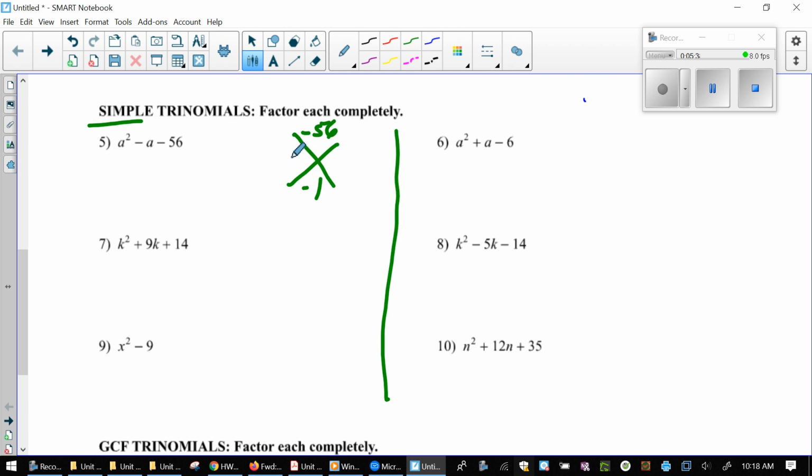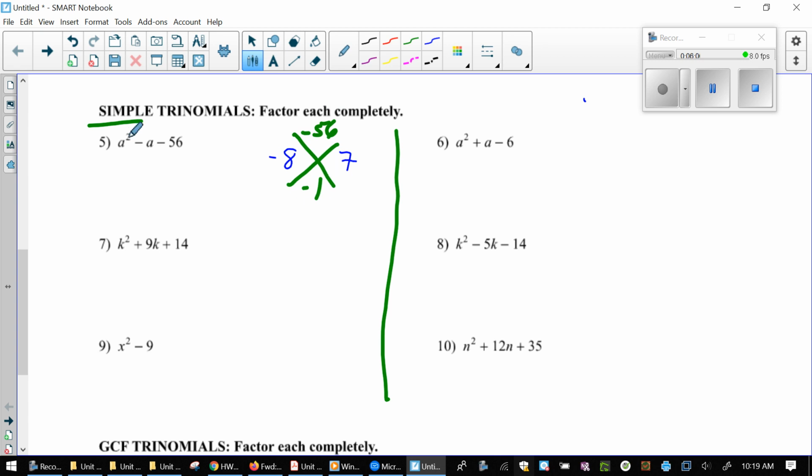I need 2 factors that multiply to 56. If you're having trouble remembering these, go ahead and put things in your calculator. But here's a clue. They have to be 1 unit apart because this is negative and the difference is 1. So if that clue helps you, 7 times 8 gives us 56. Now one of these needs to be negative to give us the negative 56, and it's got to be the larger one to give us the negative 1 on the bottom.